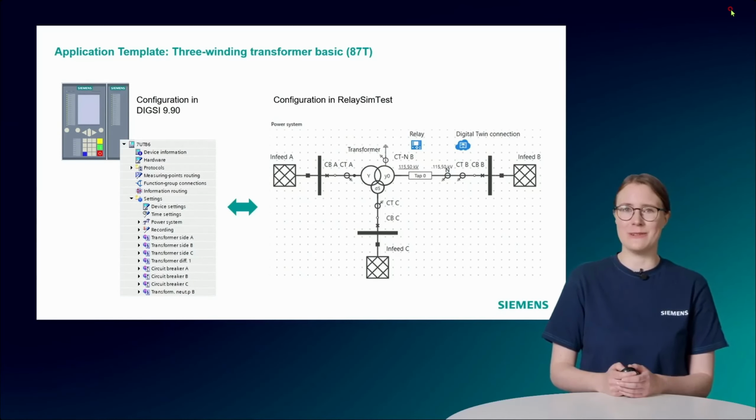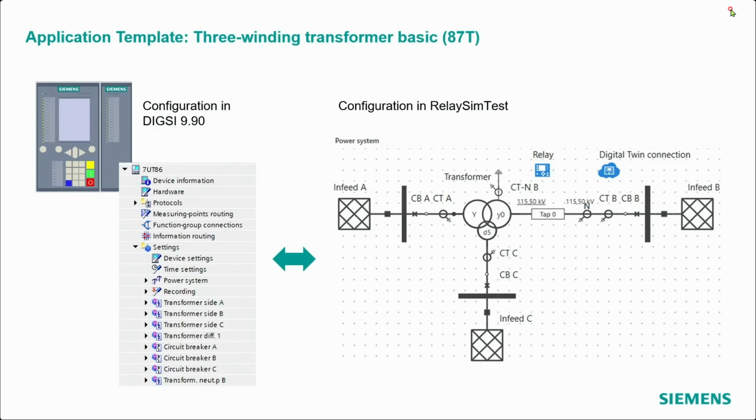The relay configuration was created in DIGSI 9.90 and we used the application template Rewinding Transformer Basic as a starting point. In addition to the functions the template already offers, we inserted a function group transformer neutral point and the function restricted earth fault protection. The names and CT ratios were adapted according to the example that Omicron offers for their RelaySimTest software.